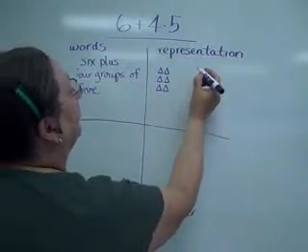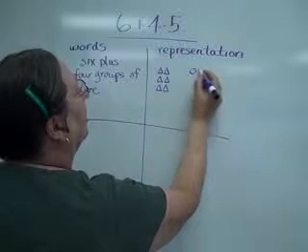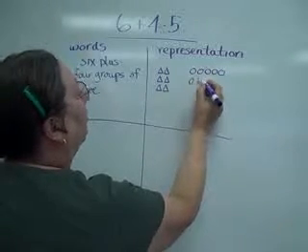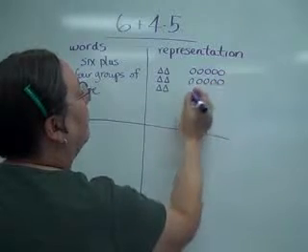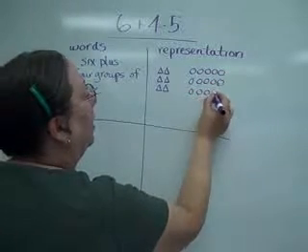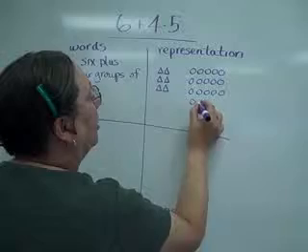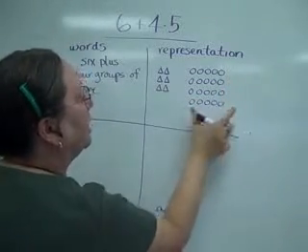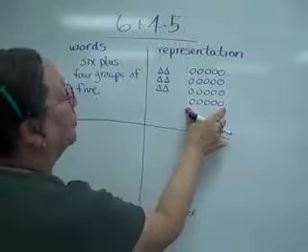Okay, now 4 groups of 5, so that means I've got 1, 2, 3, 4, 5. That's one group. 1, 2, 3, 4, 5. 1, 2, 3, 4, 5. And 1, 2, 3, 4, 5. So I have 4 groups, 5 in each group.